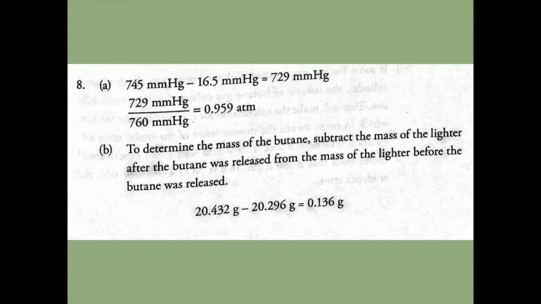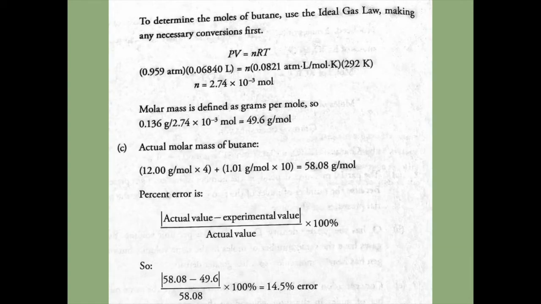To determine moles, I'm going to use my ideal gas law, PV equals nRT. I know my pressure in atmospheres. I know my volume because that's how much gas was collected. I'm going to set that equal to n times my R times my T. I get my T from just assuming it's the water temperature plus 273, and I get my moles. Now my molar mass is going to be the mass that I got earlier in this problem divided by the moles that I just got, so the molar mass is going to be 49.6.